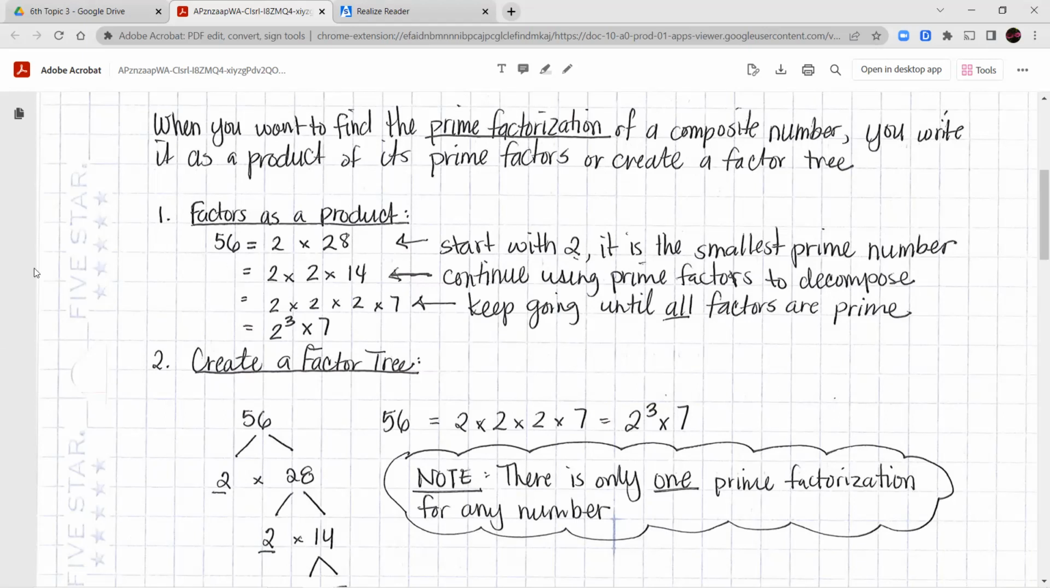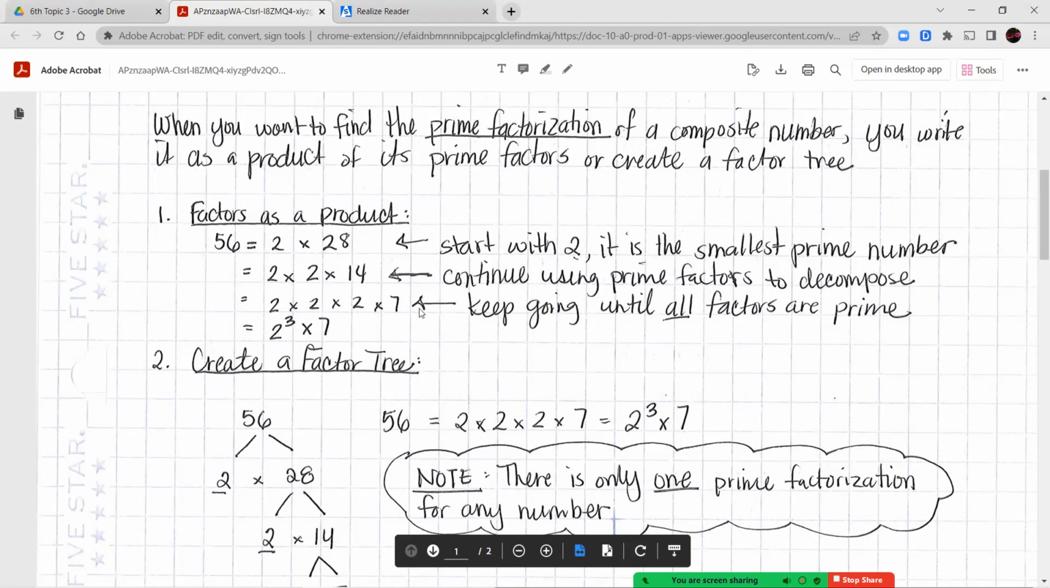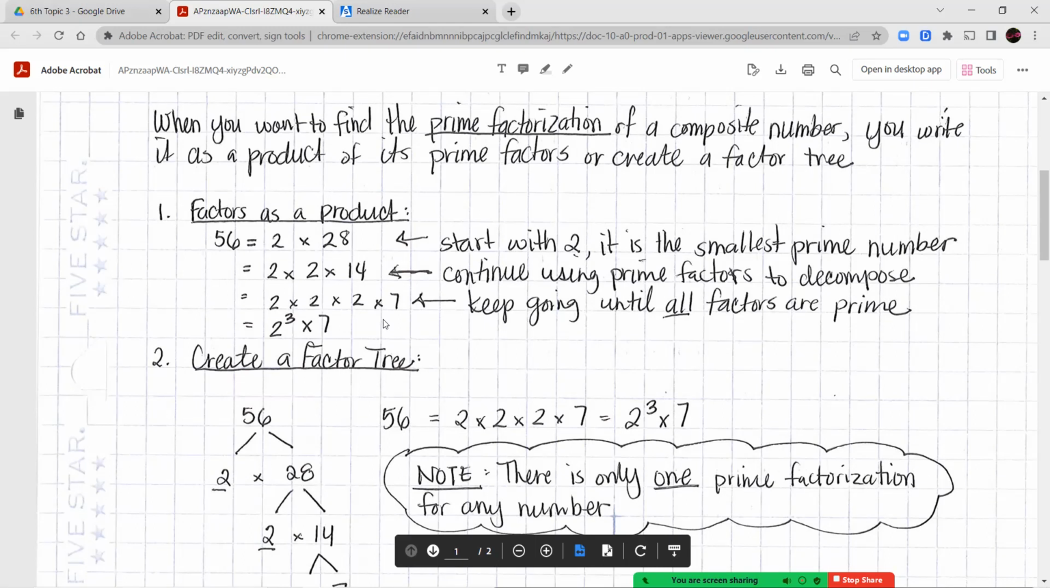Now, all of these factors here, the 2's and the 7, are all prime numbers. So I'm done factoring. My prime factorization is right here. I have 3 of the number 2's and a 7. So 2 to the 3rd power, or 2 cubed, is what you would say. So that's 2 three times, right, 2 times 2 times 2. That's 2 to the power 3 times 7. That is your prime factorization for 56.